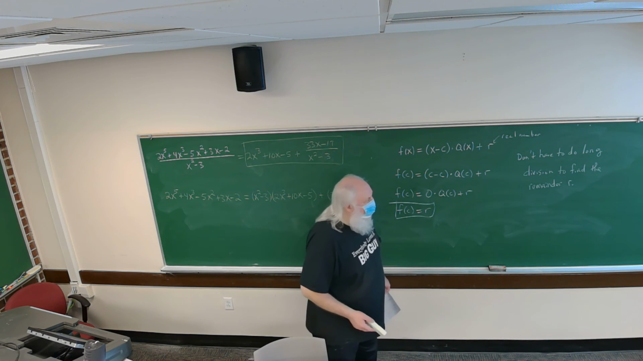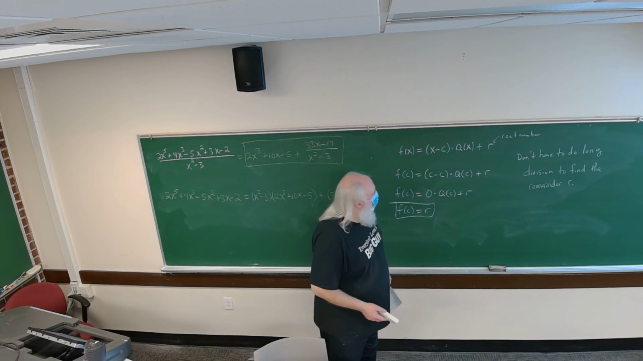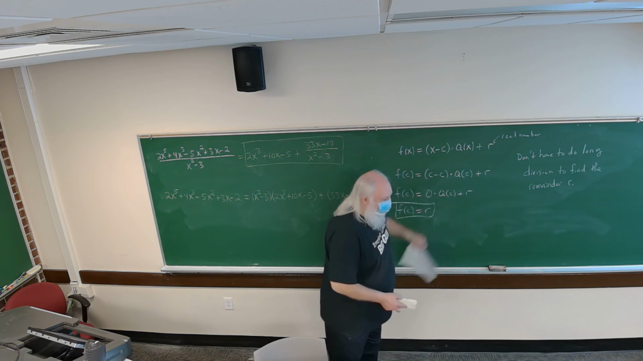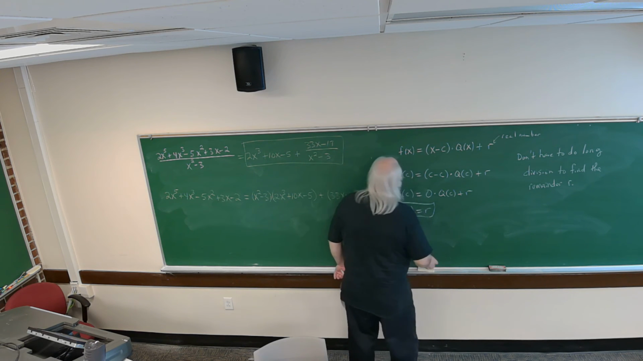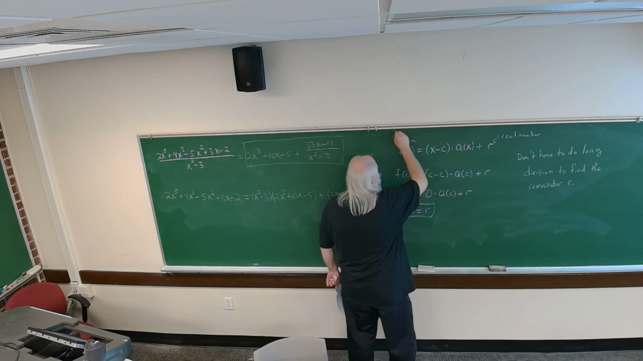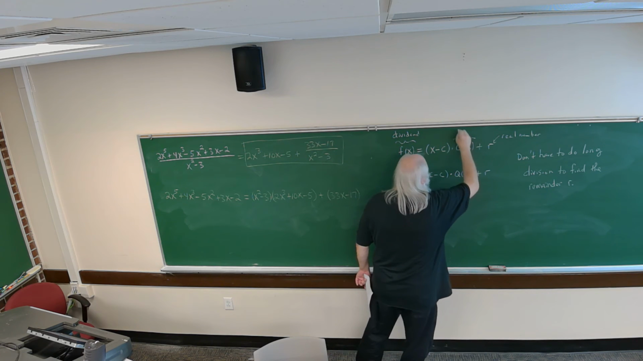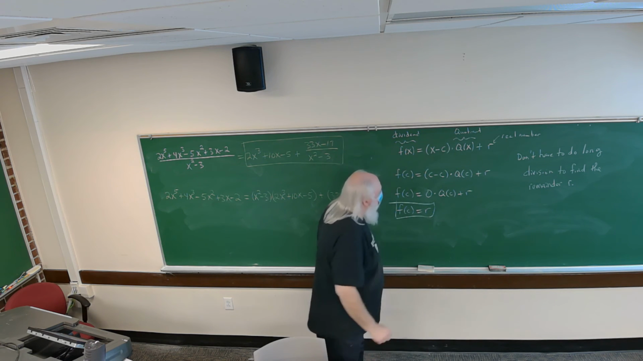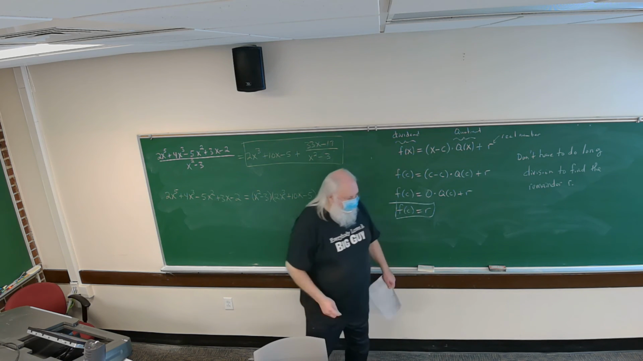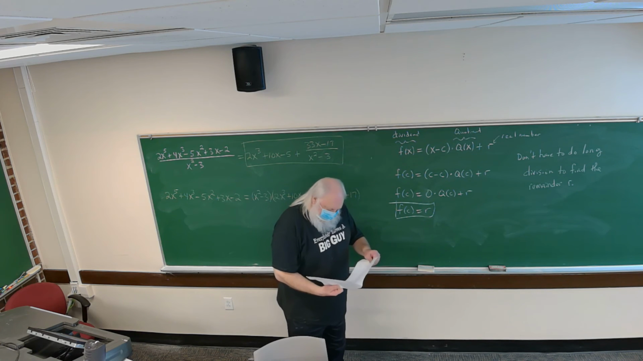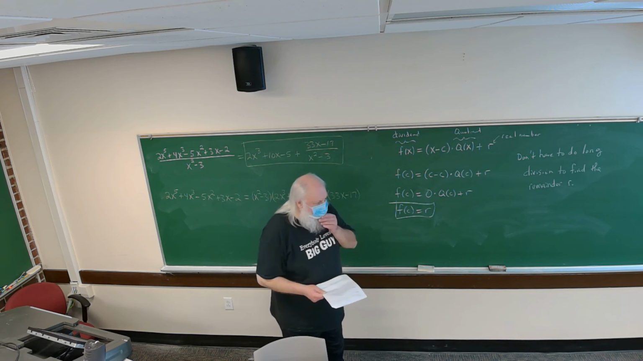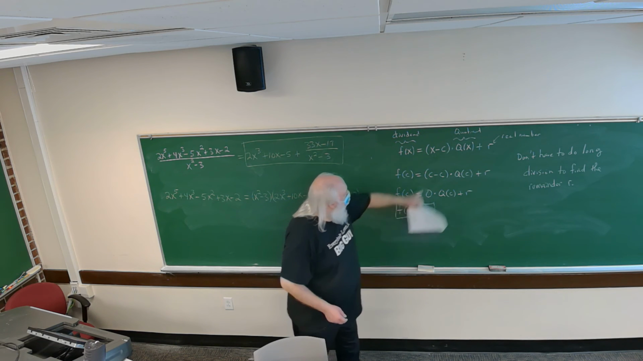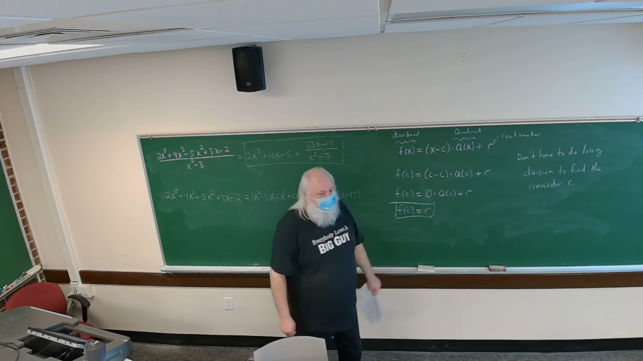Is that Q a different Q than the first page? Well, this is the quotient for this dividend. So on the first page, f of x is the dividend, and q of x is the quotient, and x minus c is the divisor, and r is the remainder. So it's a special case of the first page, when the divisor is x minus c.